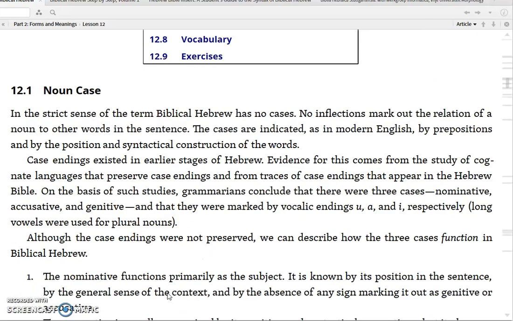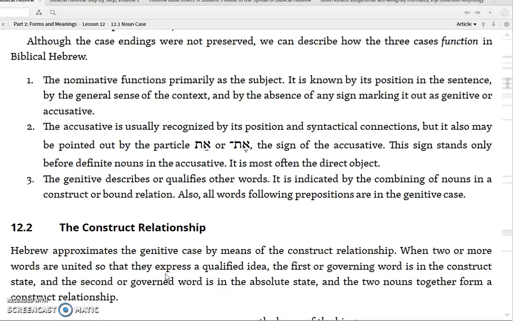As was mentioned before, nouns in Biblical Hebrew have no case endings. Though case endings did exist at an earlier stage of the Hebrew language, what is sometimes called Proto-Semitic. You can see that in some of the sister Semitic languages such as Akkadian and Ugaritic, they still have case endings. Arabic does as well. But in Hebrew, the case endings went away and ceased to function.